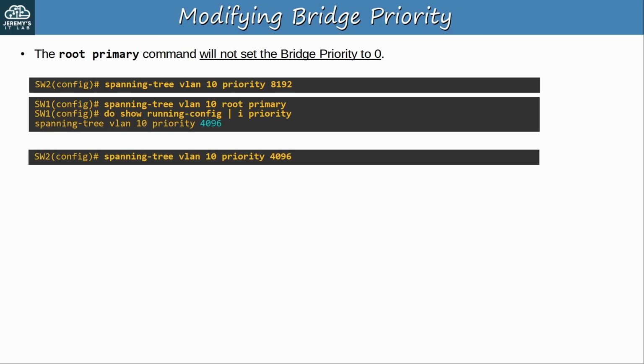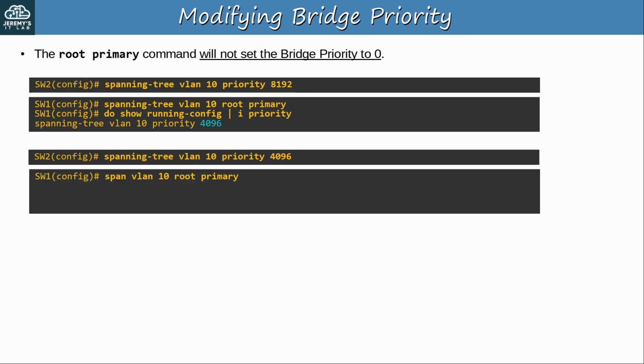What if I set switch 2's priority to 4096? Switch 2 has a lower MAC address than switch 1, so with the same priority, switch 2 is the root bridge, not switch 1. To make switch 1 the root bridge again, I once again issued the root primary command, but it displays an error message. Failed to make the bridge root for VLAN 10.